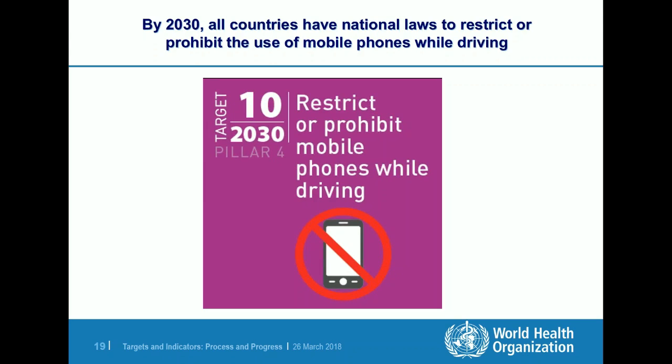Target number 10, by 2030, all countries have national laws to restrict or prohibit the use of mobile phones while driving. We all know that distracted driving is becoming an increasing risk for crash and injury and fatality. And the idea here is to make sure that there are laws that are in place that are appropriate. And the use of mobile phone refers not only to speaking on the phone or talking on the phone or hands-free device, but it's really thinking about the range of uses for smartphones these days, people texting on the phone, texting while driving, and so forth. And the idea here is that this needs to be a priority moving forward, and that countries need to monitor and adjust, develop laws that respond to this emerging threat.